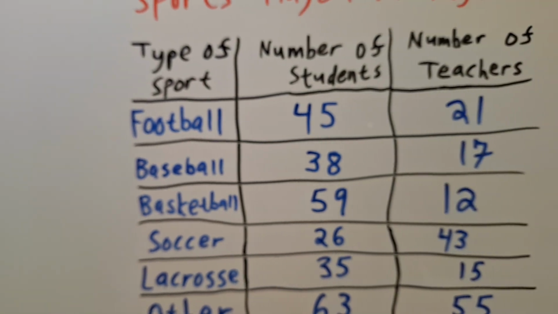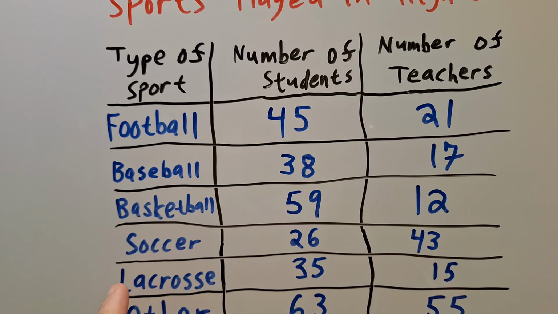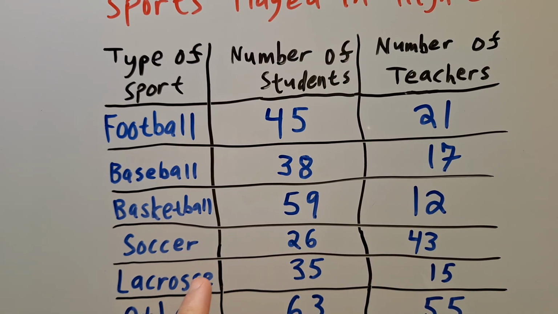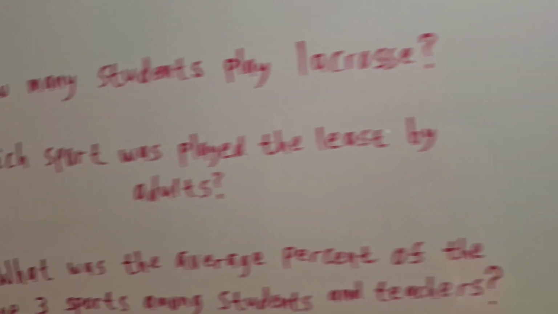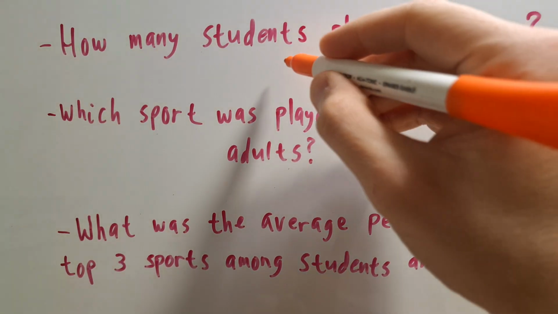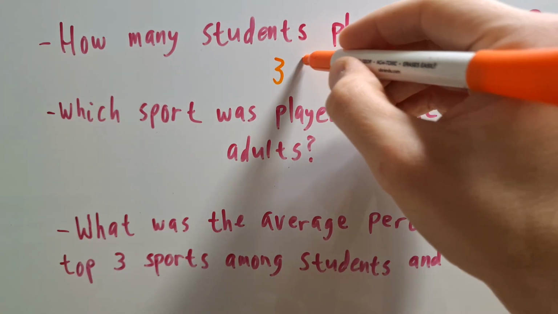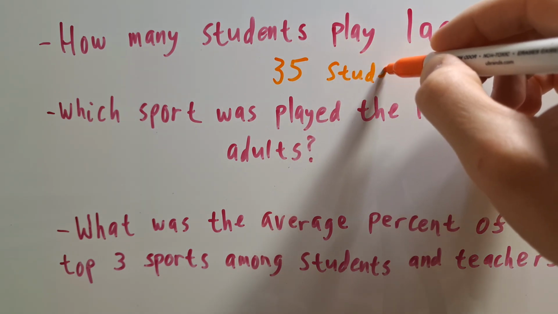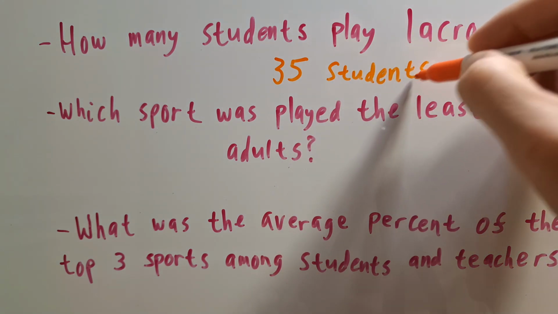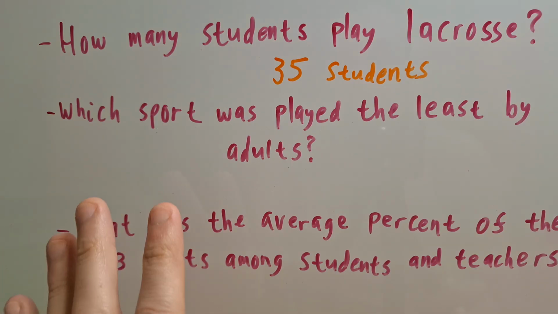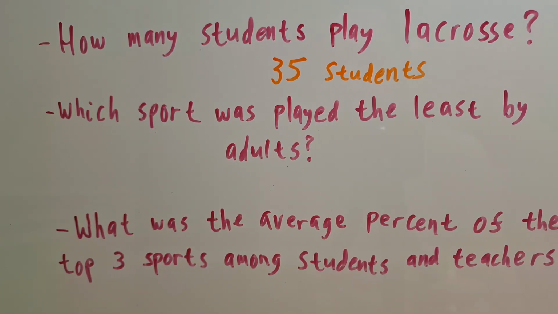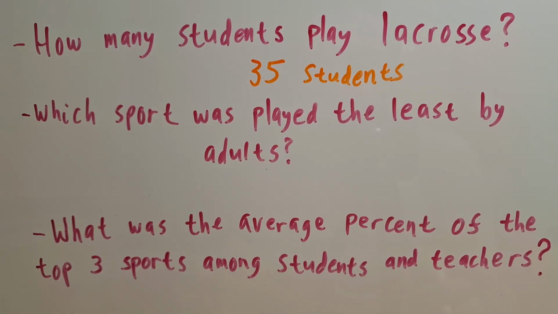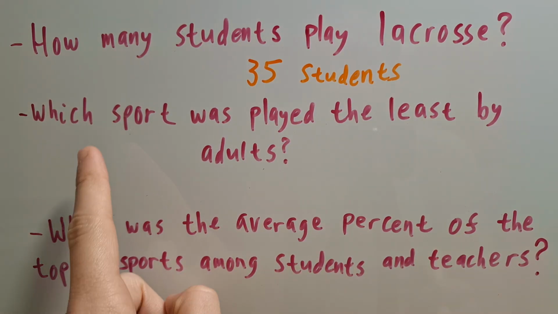All I have to do is look over at my table and look for the specific row that deals with lacrosse and then students column, and then see what number matches. And that number is 35. Some of these answers can be found just by looking at the table. There might be some that require a little bit more work, but we'll get to that when we get there.